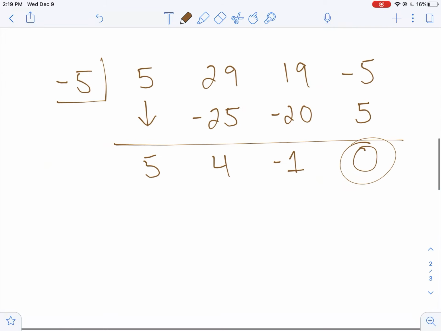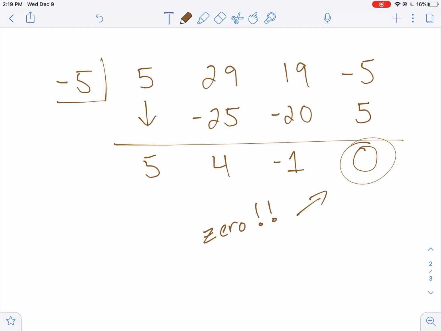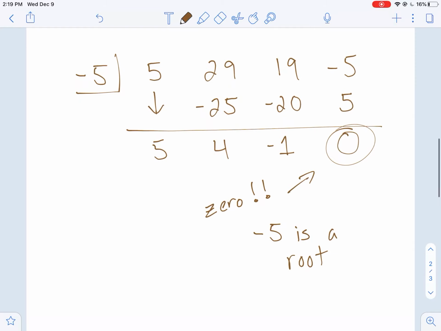Guess what? That's what I want to get here. So I like 0. My students give me a hard time because I like to put the exclamation points. Because now I know negative 5 is a root. So I found one of my roots. There are 3 roots in this problem. I found one of them.